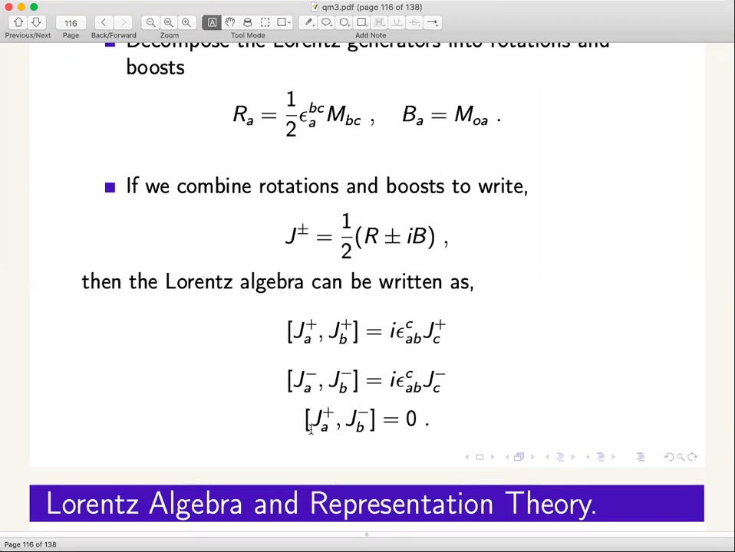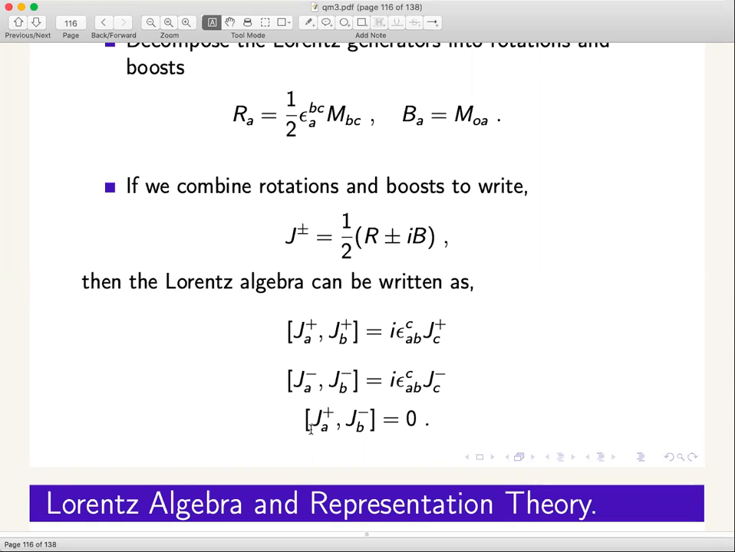That means you have again got two copies of SU(2) algebras, and these two copies don't talk to each other. Therefore you can study the representation theory of these two SU(2) algebras independently of each other. In other words, Lorentz algebra representation theory in this choice of basis is exactly the same as SO(4) representation theory, or two copies of SU(2) representation theory.